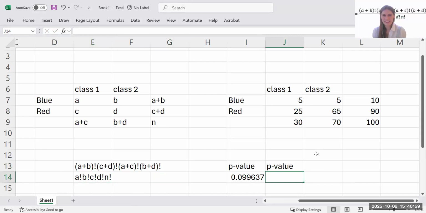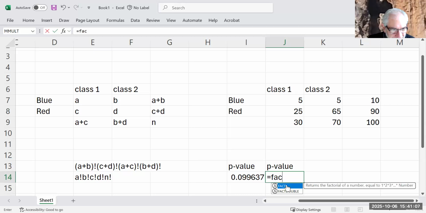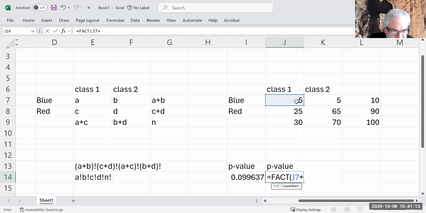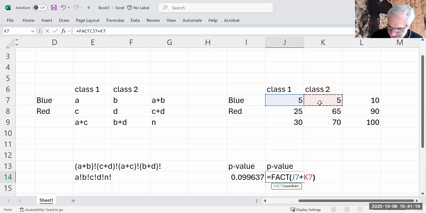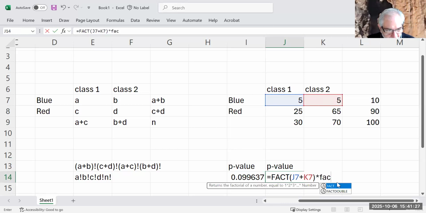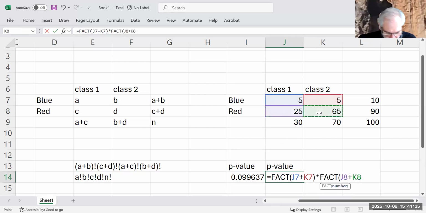So, equals, open parenthesis, fact, A plus B, this one plus this one. Close that, times, open parenthesis, fact again, that's C and D, this one plus this one, close parenthesis, times.